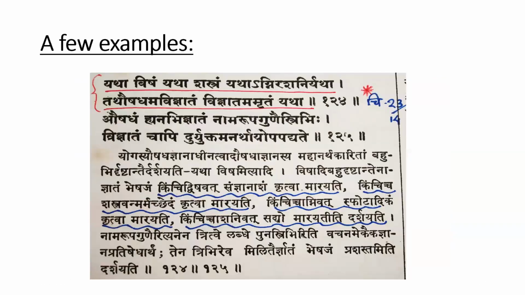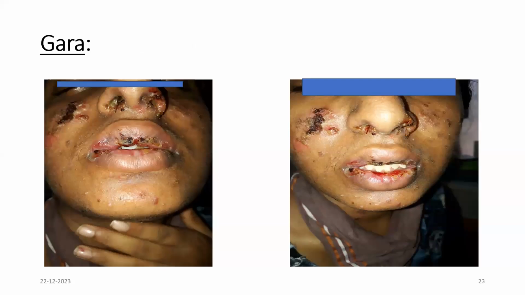Now we can show to the children that this reference is very relevant. Kinchicha, spotadikan kritva. See, the second line underlined, blue underline, I have put 1, 2, 3, and fourth line. Kinchicha, agnivat, spotadikan kritva marayati. This is spotadikan kritva. She took 2 courses of steroid. At the same time, she had NSAID, where the patient came to know that she had pemphigus vulgaris. This is a case of pemphigus.